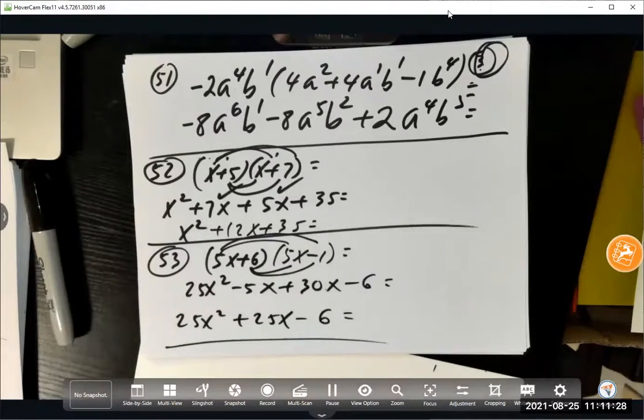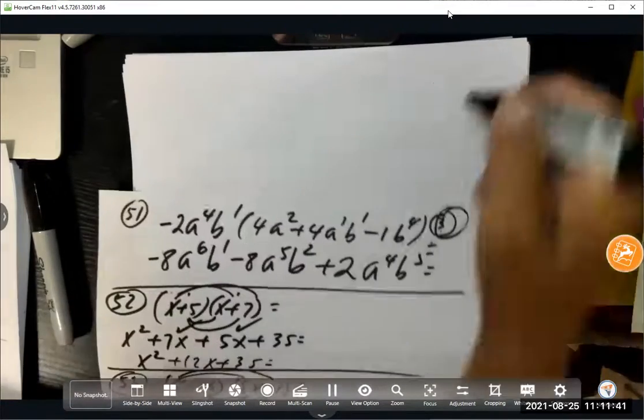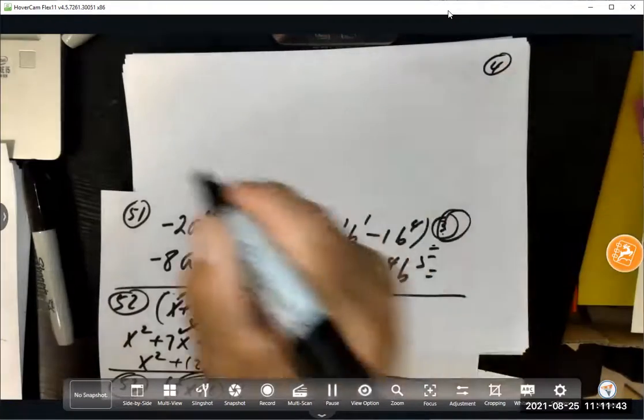Is everybody okay with the middle part? This one became that. Yes. All right, so 53 is okay. Can I go to the next one? Next page? Okay, go next page. 54.